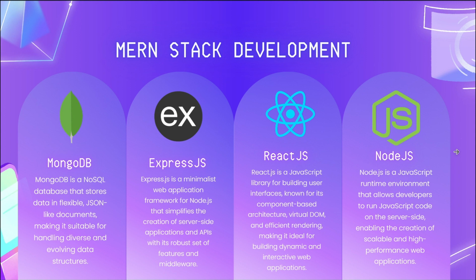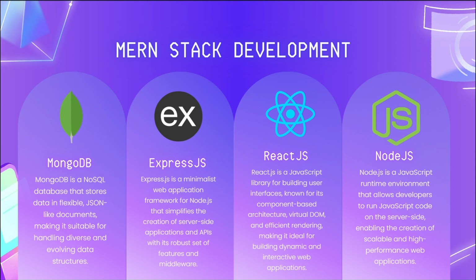Now these are the 4 technologies that are used in MERN stack. The first one is MongoDB. MongoDB is a NoSQL database that stores data in flexible, JSON-like documents, making it suitable for handling diverse and evolving data structures. And the second technology we use in this is Express.js. Express.js is a minimalist web application framework for Node.js that simplifies the creation of server-side applications and APIs with a robust set of features and middleware.